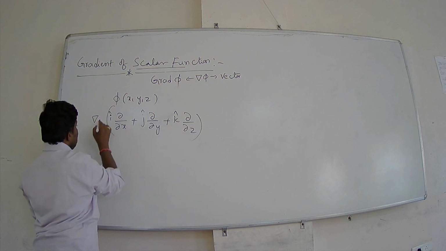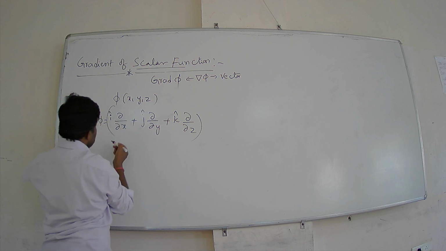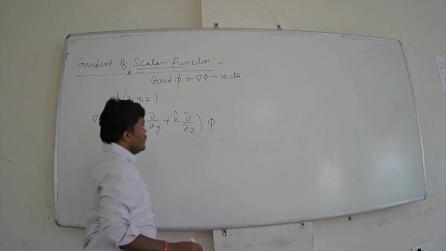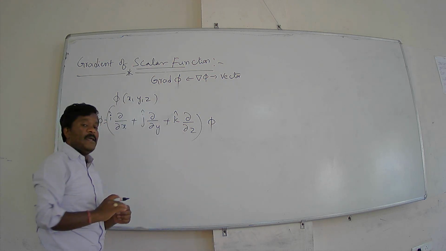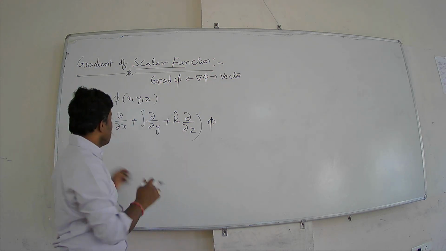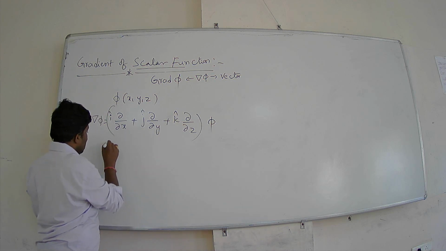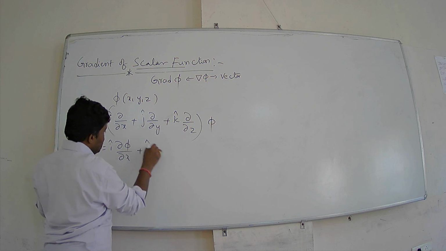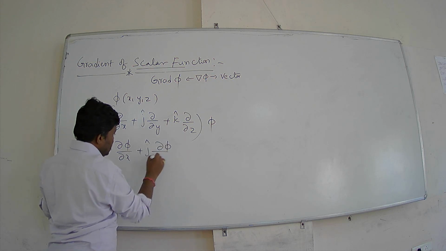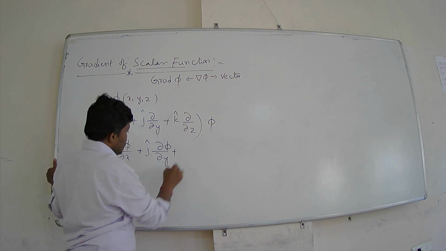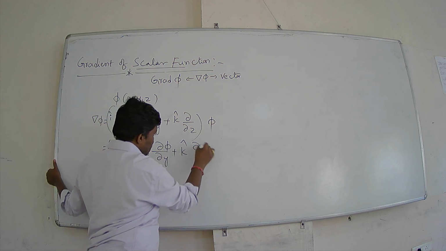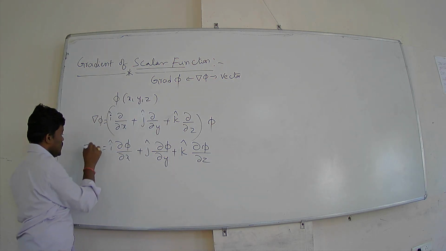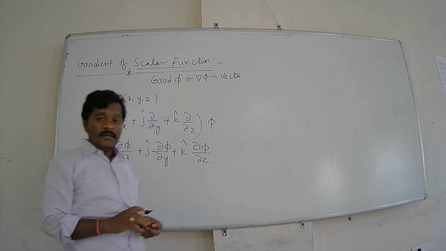So if it is del phi, you can rewrite. Del is acting on phi, and we know that phi is phi of x, y, z. Then how can you write del phi? This is nothing but i cap dou phi by dou x plus j cap dou phi by dou y plus k cap dou phi by dou z. So this is the del phi.